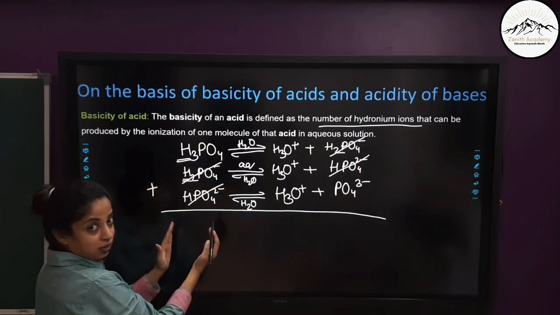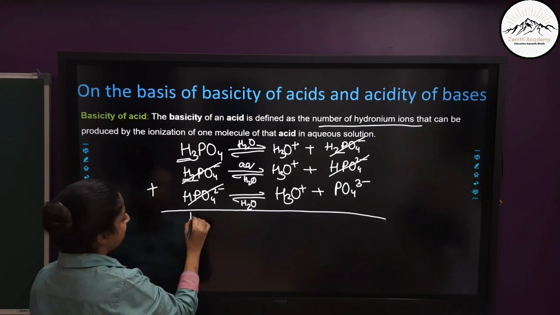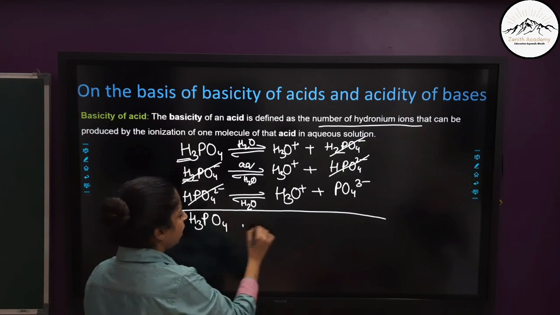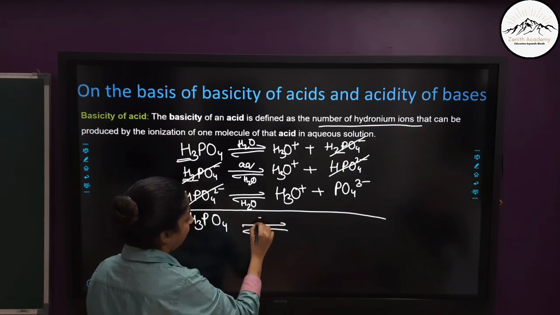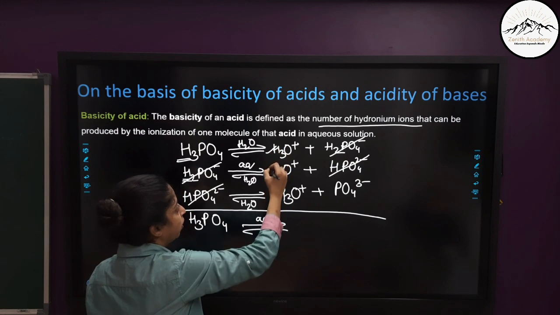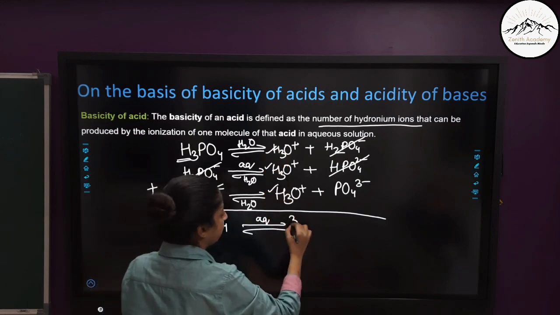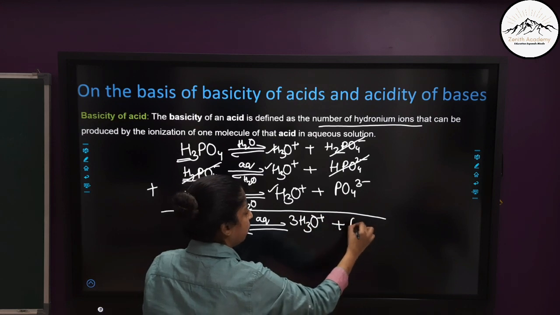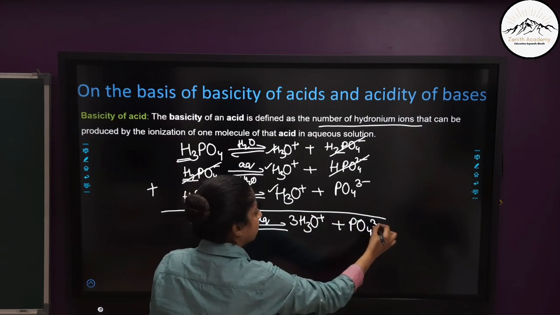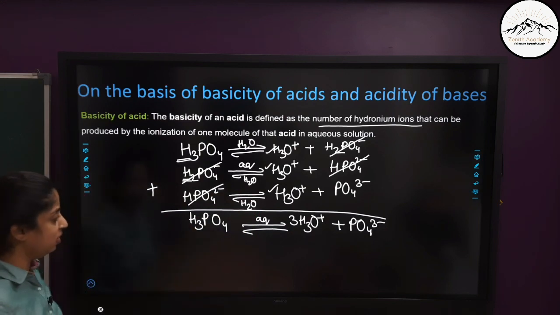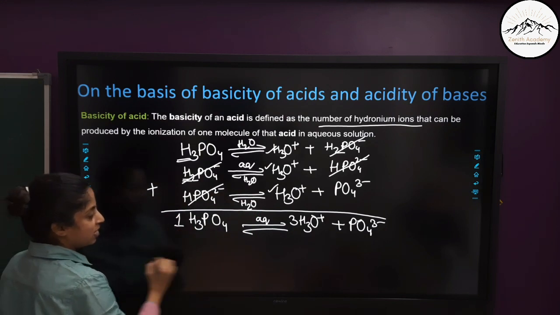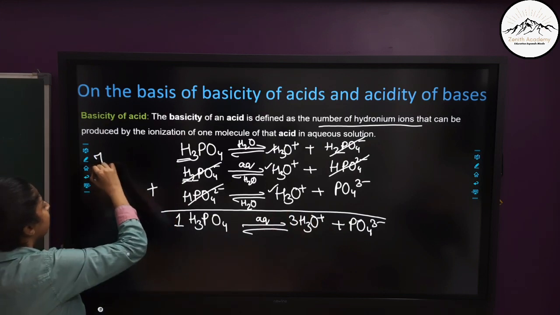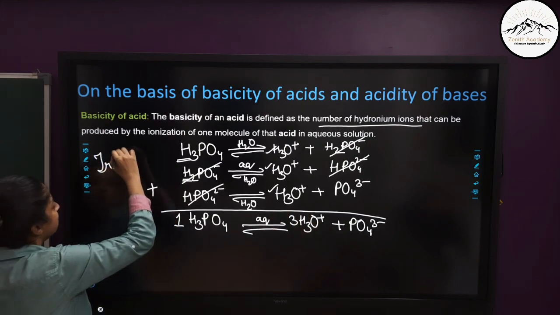So if you write only the left hand side, it is one molecule of H3PO4 in the aqueous medium reacting to form 1, 2, 3 hydronium ions, and it formed PO4 3 minus. So this type of acid, in which one molecule of an acid gives 3 hydronium ions, is known as tribasic acid.